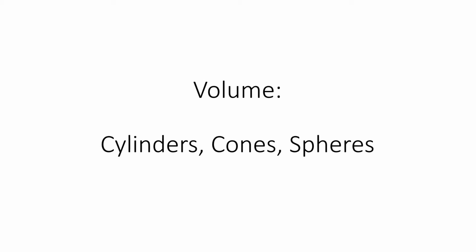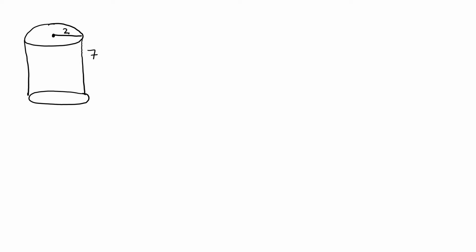This video is over volume of cylinders, cones, and spheres. For our first problem, we have a cylinder that has a radius of 2 and a height of 7. We're going to use our formula, V equals pi r squared h, plugging in our radius 2 and our height 7.